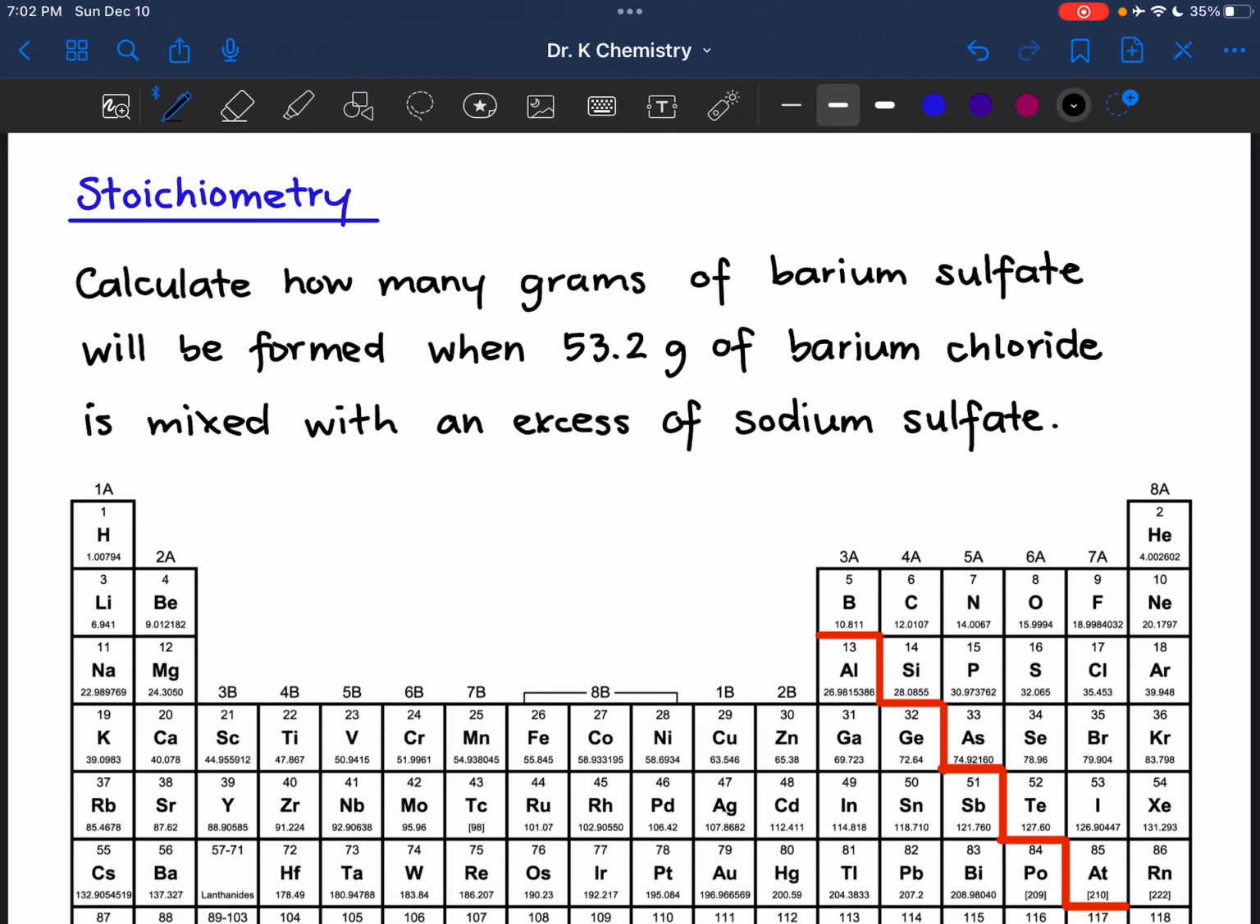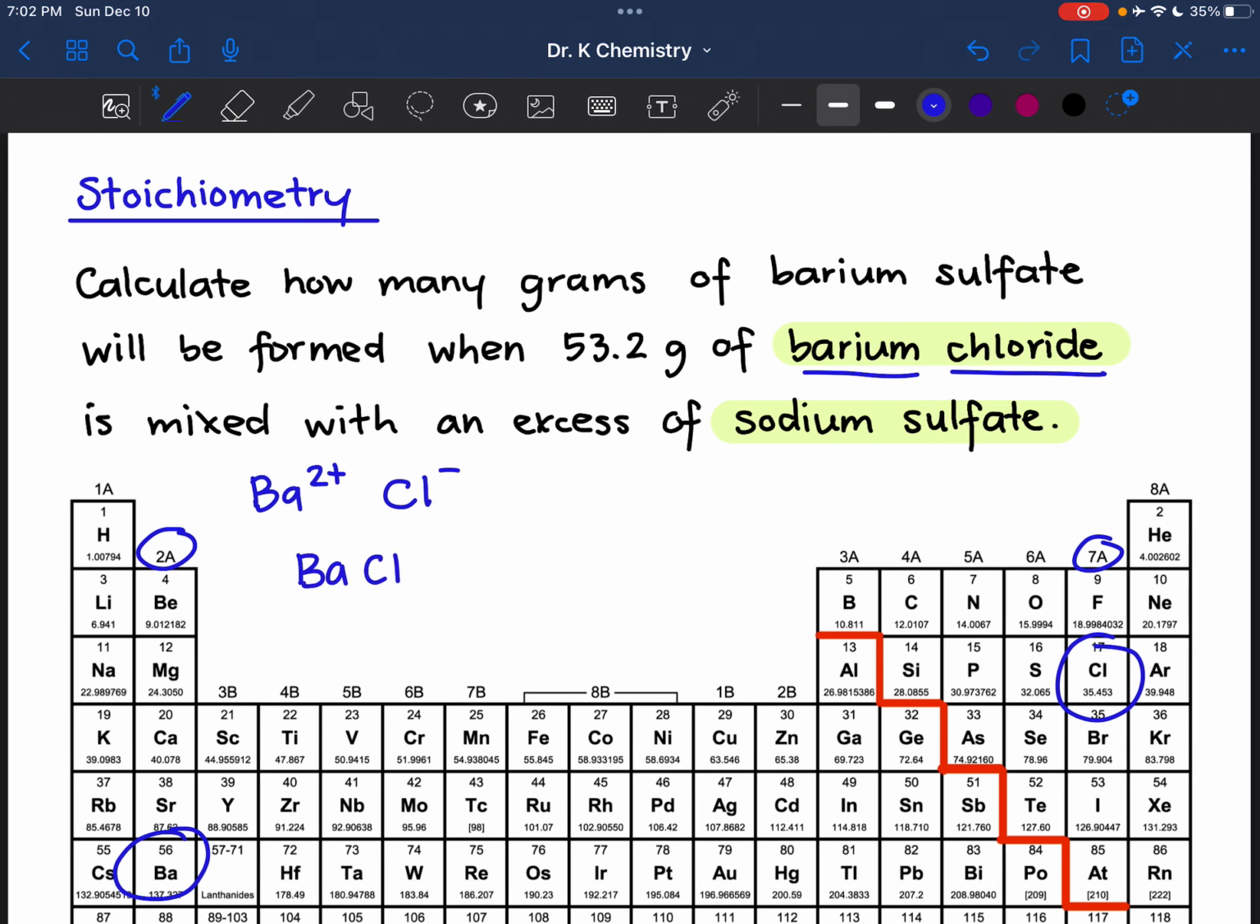The first thing we need to do is write a balanced chemical equation, which means that we need to turn these names into chemical formulas. So it looks like we are reacting barium chloride with sodium sulfate, and barium is in group 2A on the periodic table, which means it's going to lose 2 electrons and it's going to have a charge of +2. Chloride is in group 7A, which means it has 7 valence electrons and it needs to gain 1 more to have an octet, so we'll have a charge of -1.